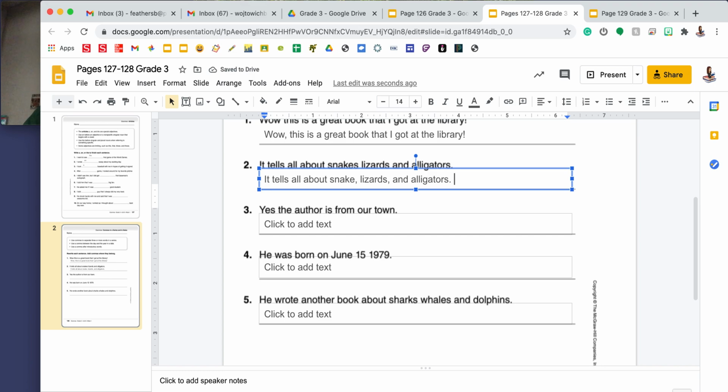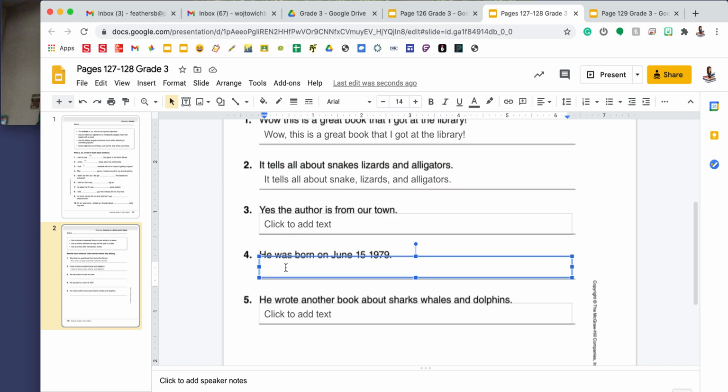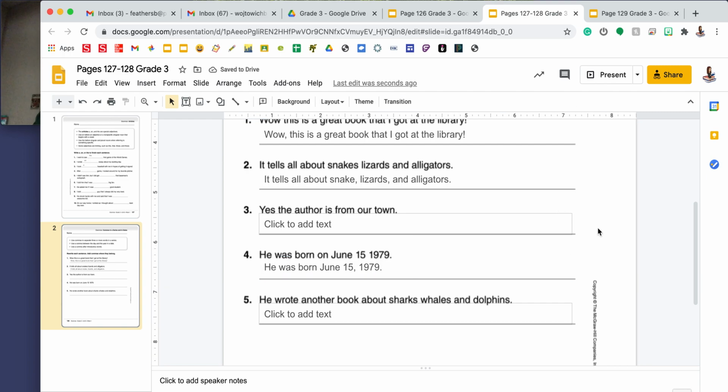I'm going to skip over 3. You'll do that on your own. And number 4 says, he was born on June 15th, 1979. I need a comma between 15 and 1979 to separate the day and the year. You only have 2 more to do on your own, and I'll give you some hints. Number 3 is missing 1 comma. Number 5 is missing 2 commas.